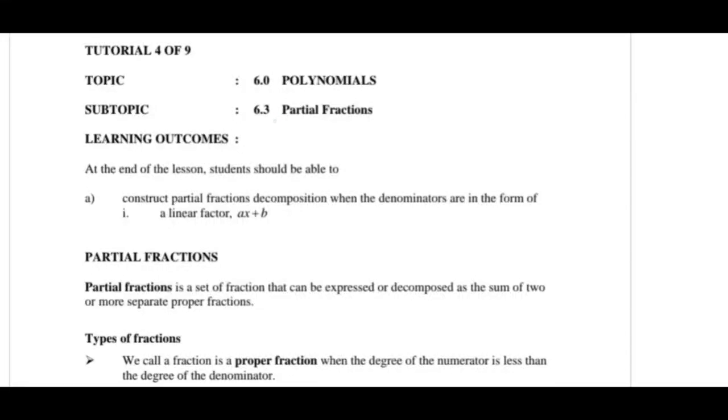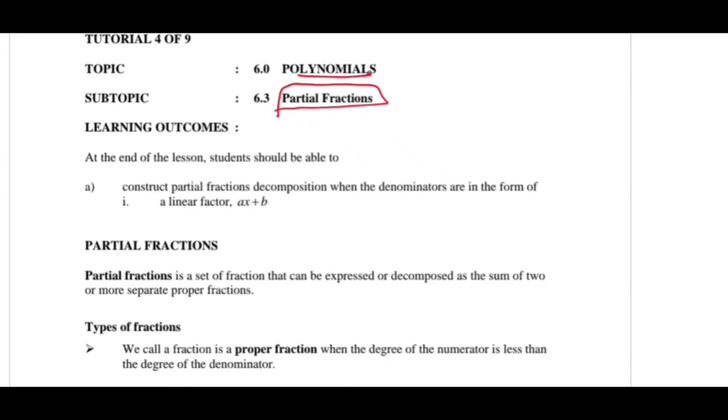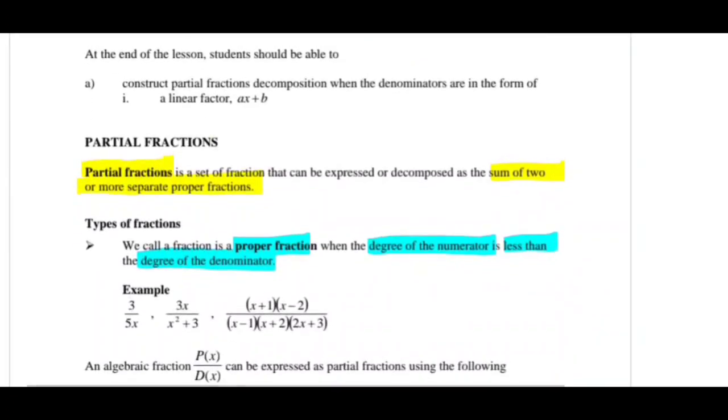Hi, today we will learn about partial fractions of polynomials. What is a partial fraction? A partial fraction is a set of fractions that can be expressed as the sum of two or more separate proper fractions. And a proper fraction is whenever the degree of the numerator is less than the degree of the denominator. For example, like this.